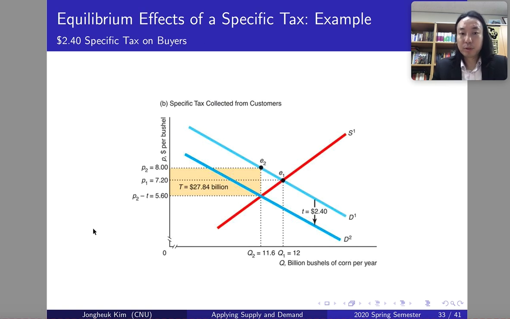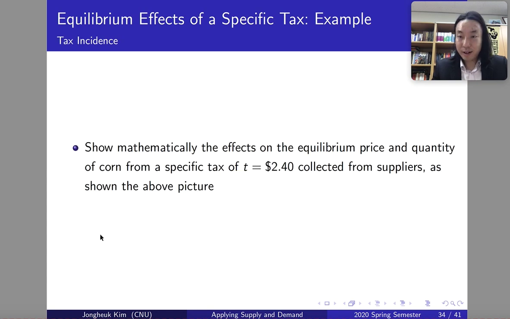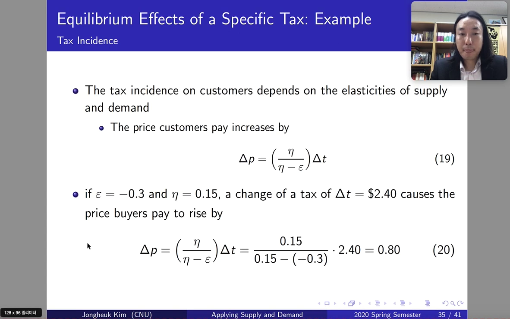So far so good. But the more important thing is now the elasticity part. The elasticity of the supply and demand curves can determine how much burden goes to the supply side or the demand side, with the same tax level, here $2.40. This is the equation the economists defined, and you can just easily use equation 19 to calculate the tax incidence, right? The tax incidence on the consumer side depends on the elasticity of supply and demand. Epsilon is the price elasticity of demand, and eta is the price elasticity of supply.